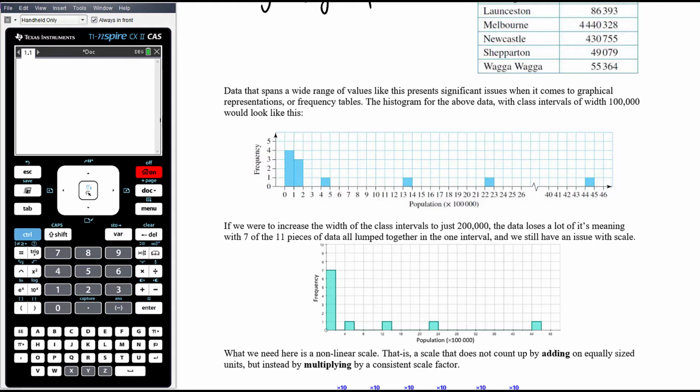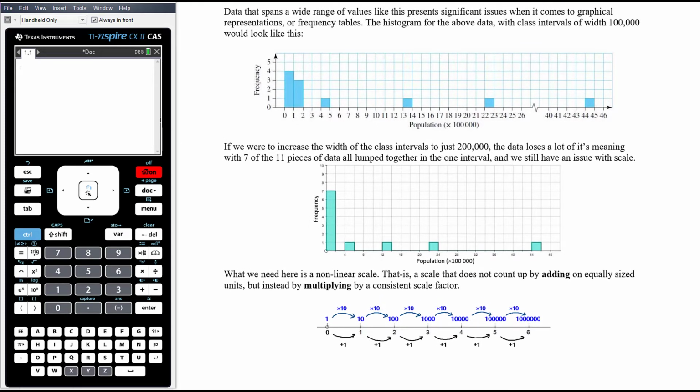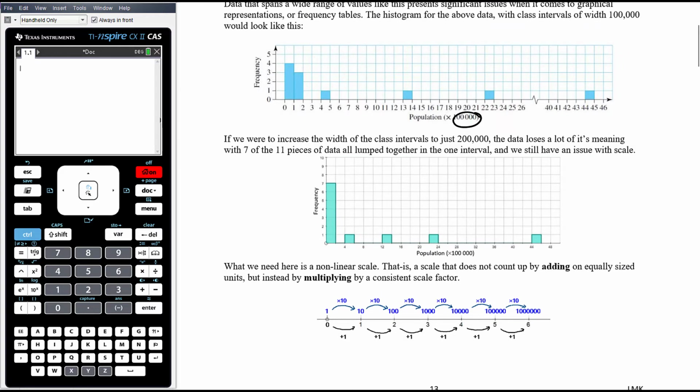So what we actually need here is a non-linear scale. So that means a scale that doesn't just count up by adding. In this first histogram here, this counts up by 100,000. We're adding on 100,000 every time, plus 100,000, plus 100,000, plus 100,000. In this one, we're adding on 200,000 every time. So that's plus 200,000, plus 200,000, plus 200,000, plus 200,000.